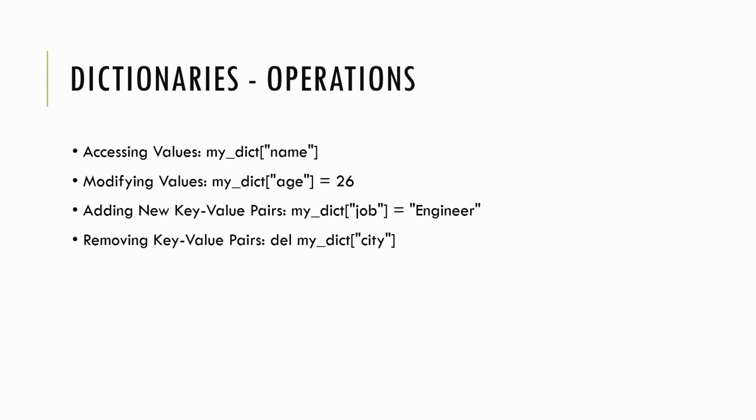In a dictionary, you can access values by referring to their keys like this: name = mydictionary["name"]. You can also modify values, add new key-value pairs, and remove items using del.